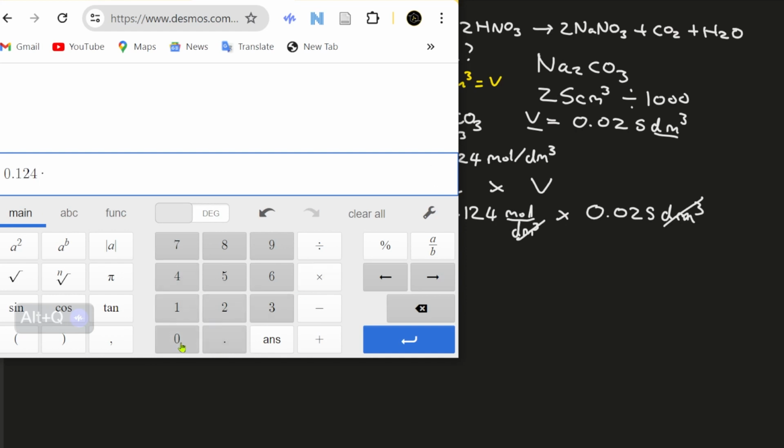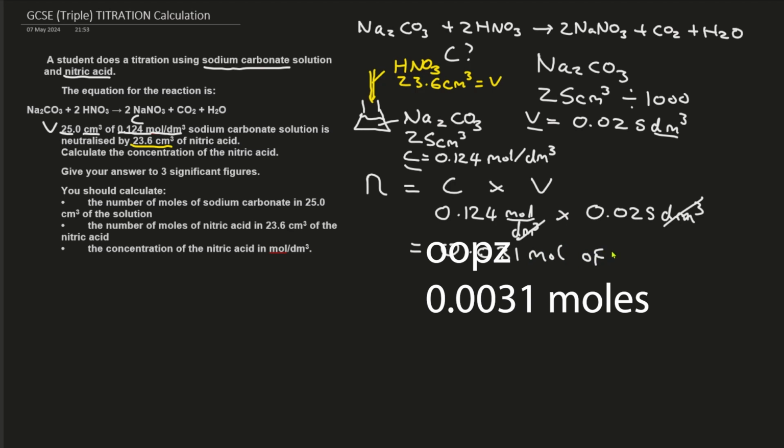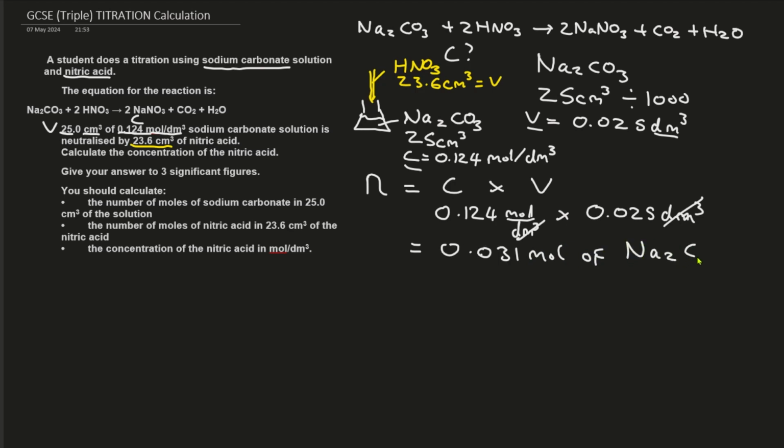0.124 multiplied by 0.025. Answer is 0.031. So let's write that down. 0.031 mole of our sodium carbonate, Na2CO3. Okay, brilliant. So we've done the first part of our bullet points here, which is finding the number of moles of sodium carbonate. Tick. The number of moles of nitric acid in 23.6 centimeters cubed.